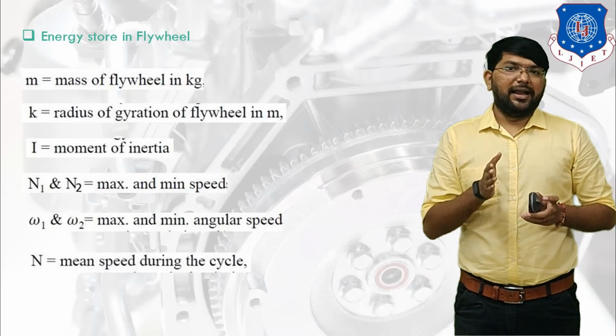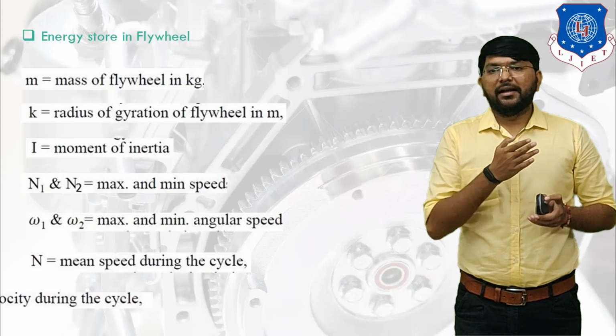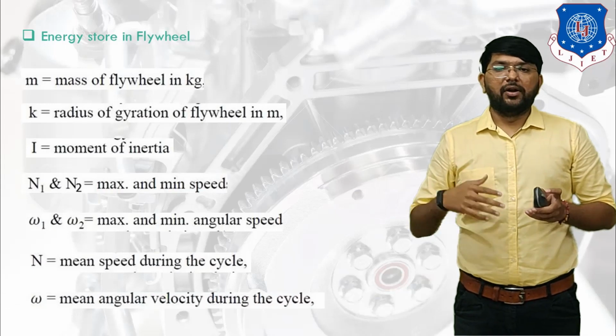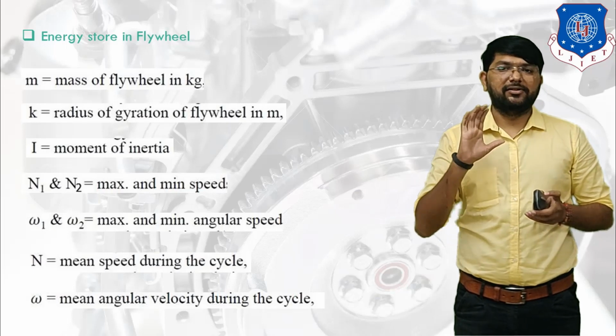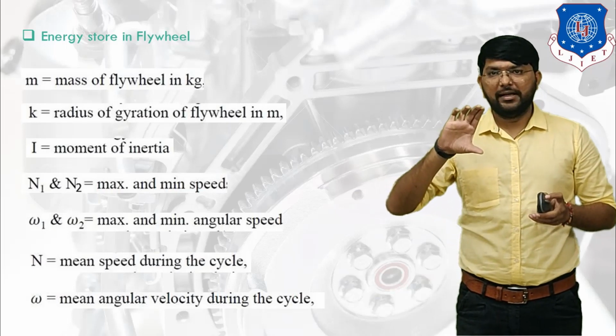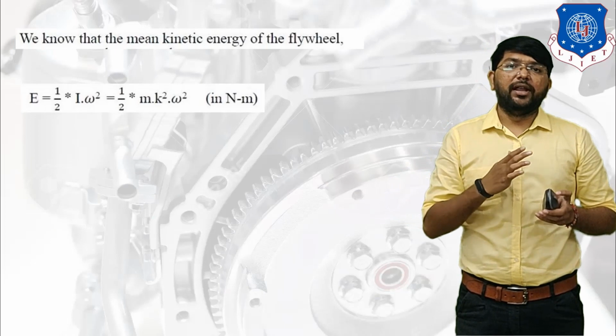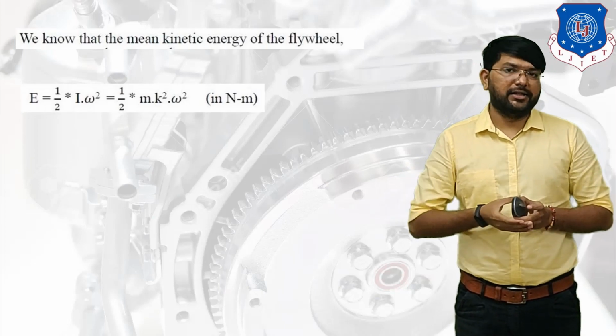Clear? Capital N indicates the mean speed. Clear? And ω is the mean angular velocity. The equation of ω is 2πN/60. So this is the basic terminology. Clear? Now we have to derive the equation for the kinetic energy.